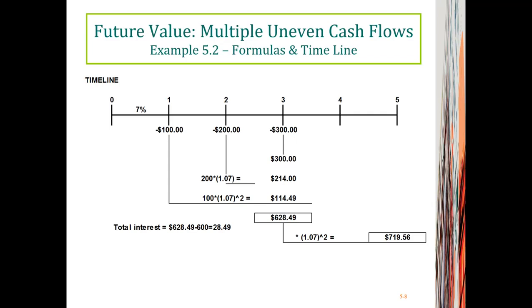And here you need to count how many times you need to compound each cash flow. For the first cash flow, you compound once, twice. For the second, you compound once, and for the last one, you do not compound. Right? And in order to calculate the future value in the 5th year, we simply compound the future value at the end of year 3 twice by using the same interest rate.